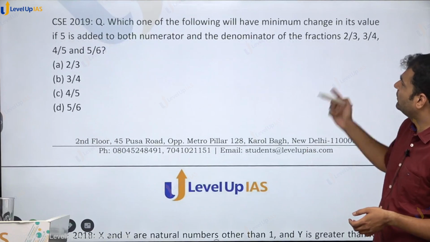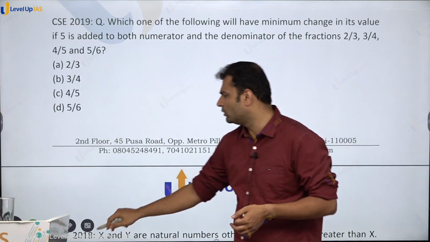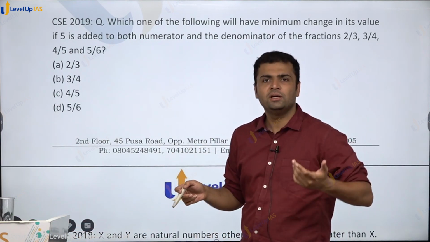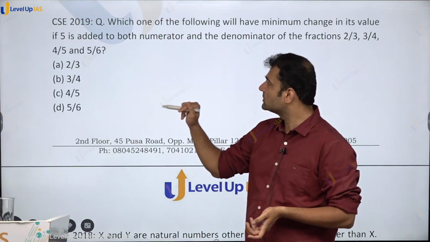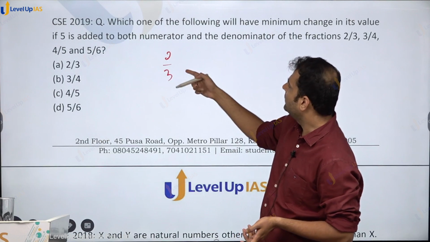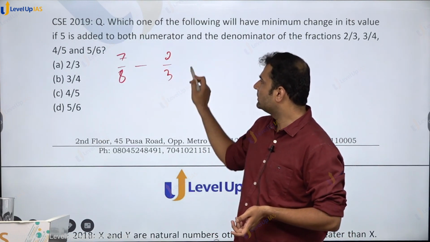Next, which one of the following will have minimum change in the value if 5 is added to both the numerator and denominator? अब यहाँ पे क्या करना है? 5 is being added ना, तो fraction would be increased because all of them are proper fractions. So just add करना है ये original fraction, and if you add 5 to both numerator and denominator, it will become 7/8. ये करना है calculate.